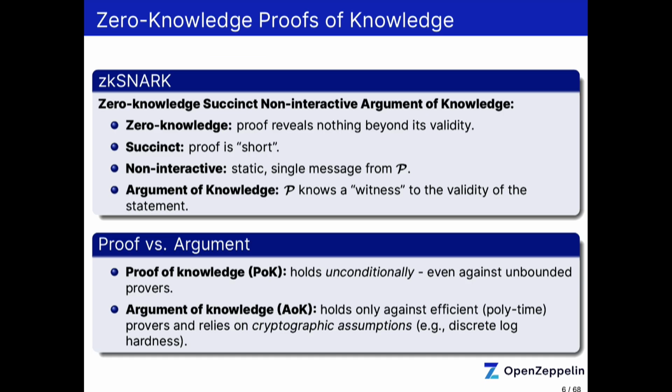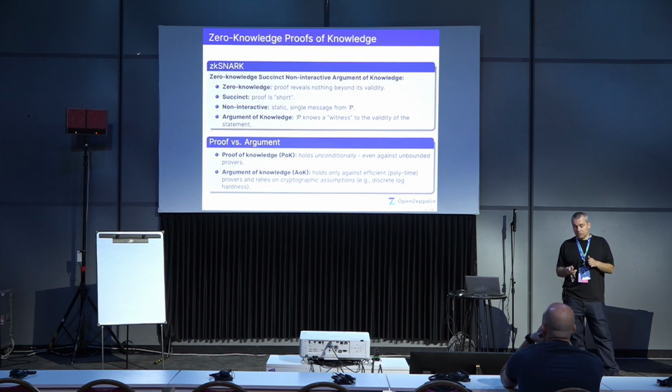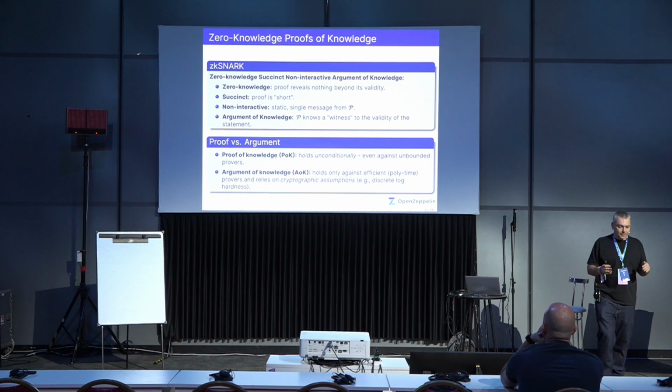We will talk a bit more about what short means, but basically it should be short in comparison to the size of the witness and to the computation. Non-interactive means that you don't have a sequence of messages between prover and verifier. You only have a single computation on the prover side, then submitting the proof to the verifier and the verifier verifying it. And finally, argument of knowledge: the prover proves not only that there exists a witness that satisfies the relation, but also that he knows this witness.